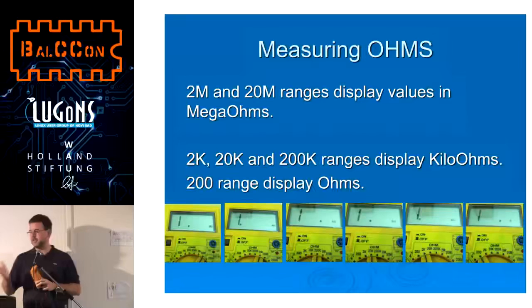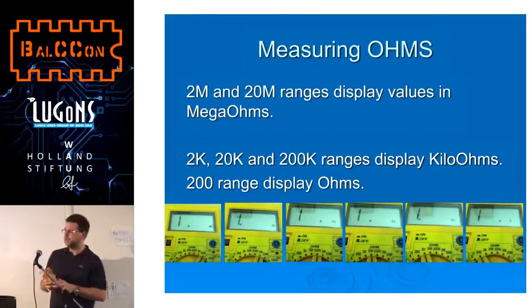So always measure values, resistors, voltages, current, nearest the end of a range. So if we have, say, an 18 kilo ohm resistor, we are going to measure it at the 20K range. And I showed here what changes at all these 6 ranges.